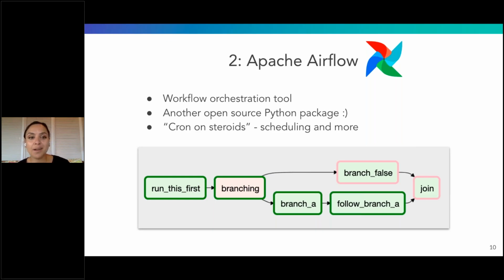So Apache Airflow is a workflow orchestration tool. It's another open source Python package, so everything I'm talking about today is open source. I like to call it, in a slightly mean fashion, cron on steroids. It can do scheduling, but it can do a lot more. So imagine you have, back in the good old days when you would run data pipelines, and I'm sure a lot of people still do that in production.